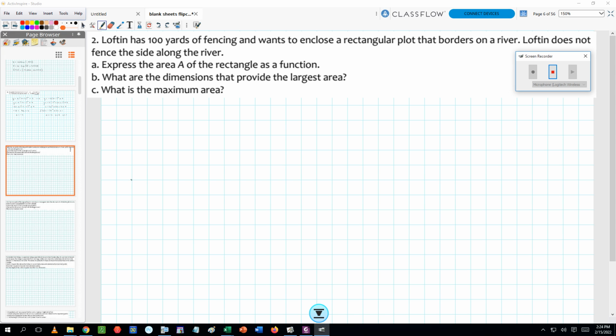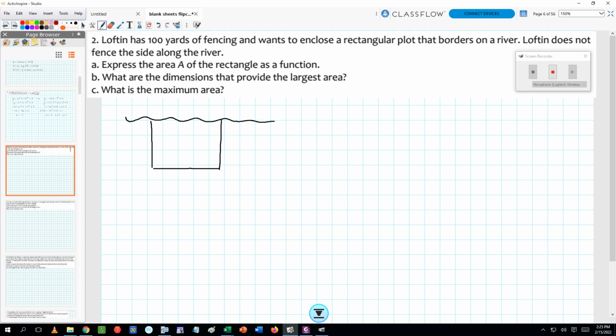Let's make a video. Lofton has 100 yards of fencing and wants to enclose a rectangular plot that borders on a river. So my drawing would look something like this: my fence, and then some kind of natural boundary, in this case a river. Lofton does not want to fence the side along the river.